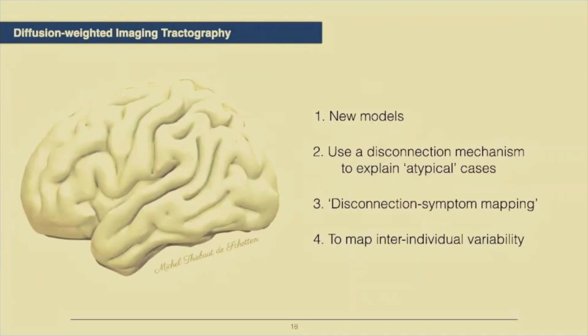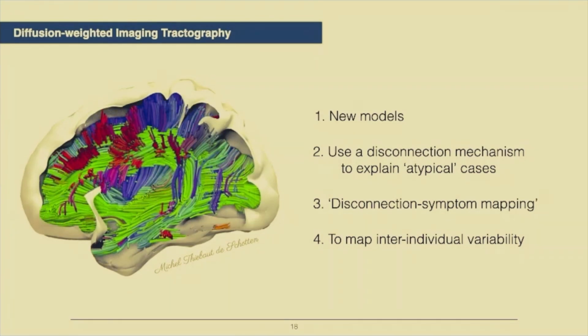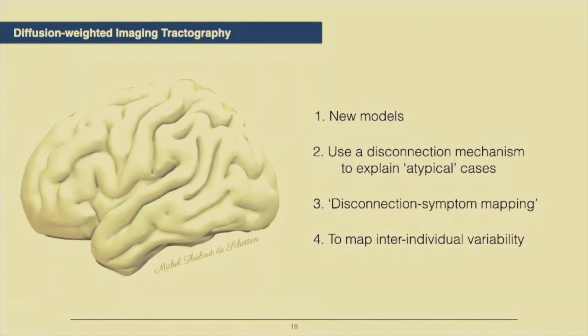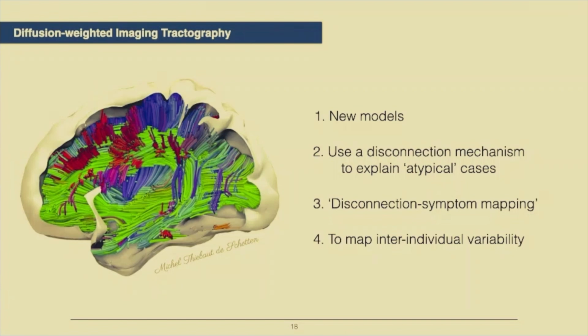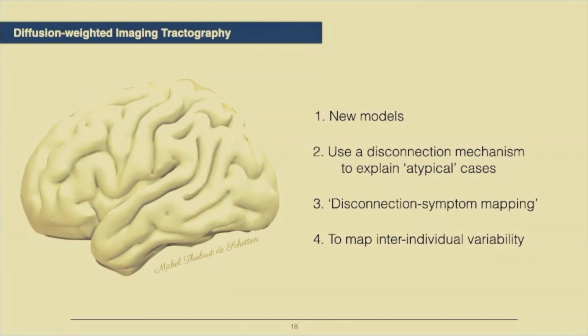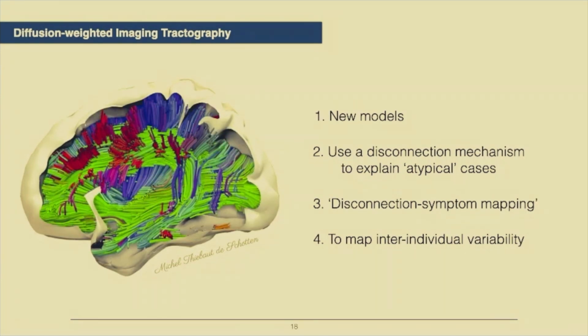Now, why do we need tractography? How can tractography help us? Tractography can do many things. I'm going to show you 4 in more detail. The first one is that we can define new models of the brain. We can also use it to explain atypical patients. And by atypical, I mean they have a lesion in a part of the brain, but a clinical presentation that you wouldn't expect with it, or vice versa. We can also use it to systematically map the disconnection in clinical presentations, and we can use it to map variability.